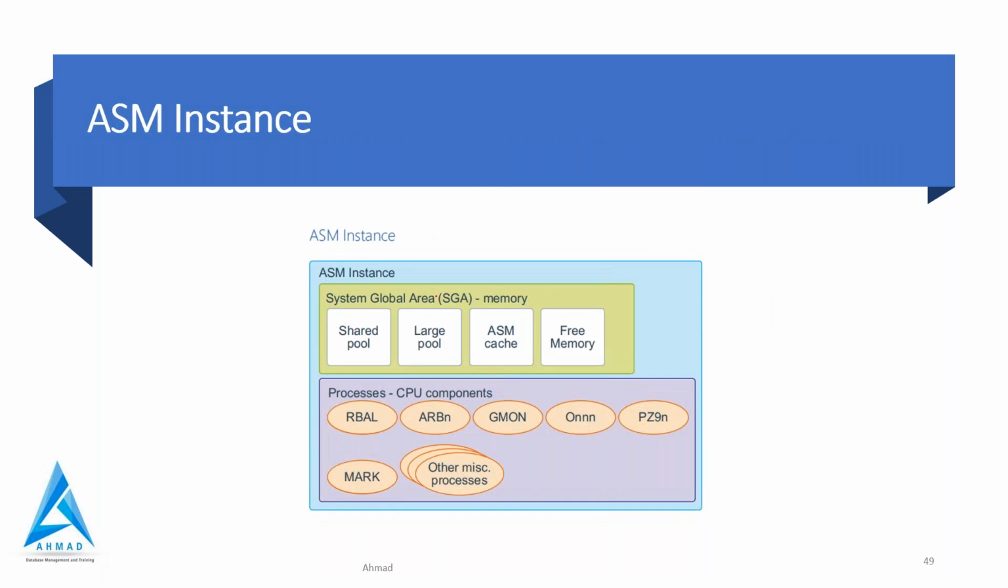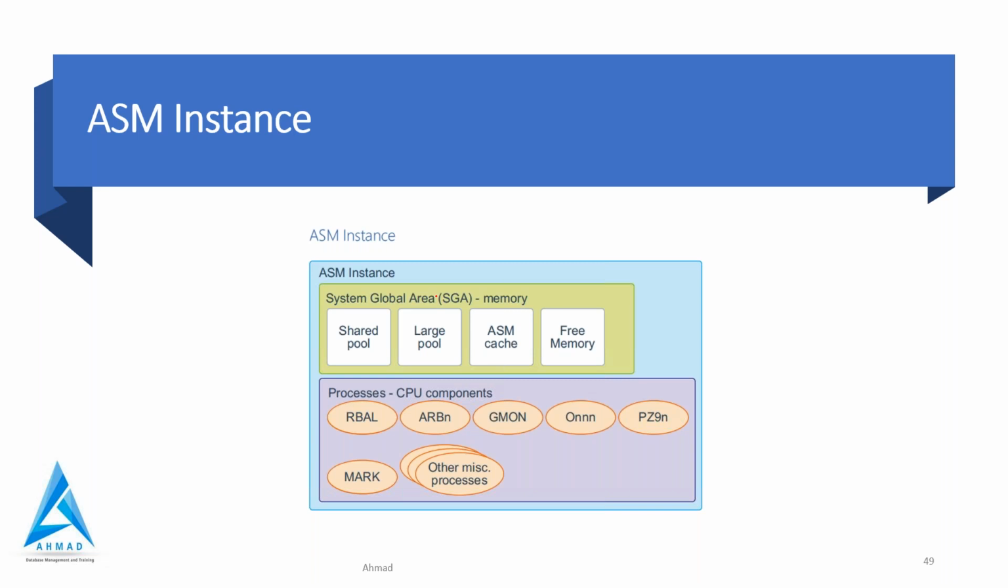This is the typical picture, and you can see the ASM instance. The ASM instance has its own memory, but that is not equivalent to your database SGA and background processes. ASM performs fewer tasks compared to the database, so the ASM SGA is smaller than the database SGA. The SGA in the ASM instance is divided into four areas: shared pool, large pool, ASM cache, and free memory. The shared pool is used for metadata information, the large pool is used for parallel operations, the ASM cache is used for reading and writing blocks during rebalancing operations, and free memory is unallocated memory.